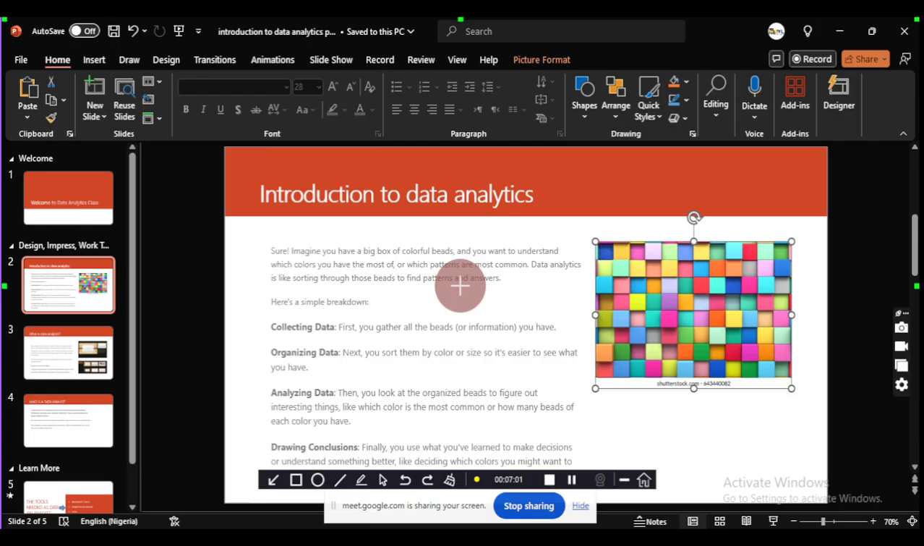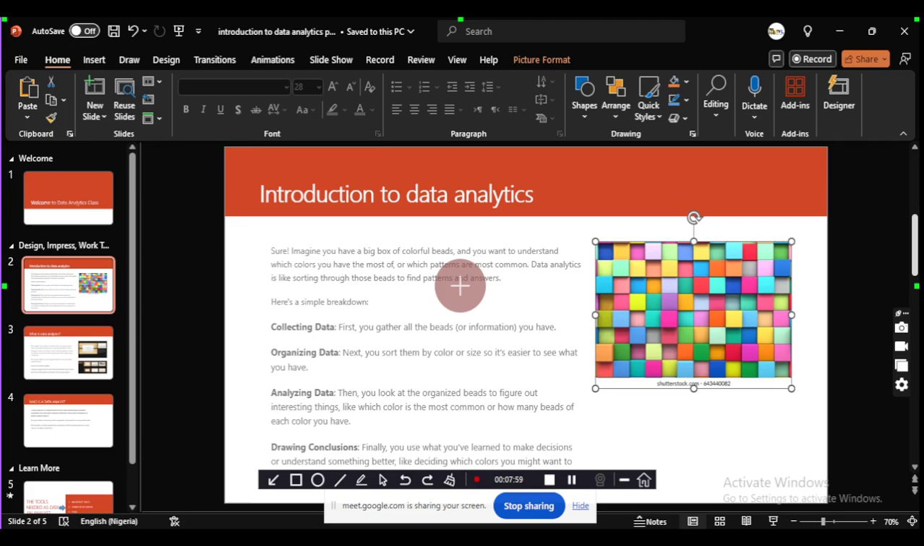to analyze. Okay, we can analyze it. How many blue beads do we have? How many yellow beads do we have? How many white beads do we have? You can see, so we can now have the conclusion. Maybe we are short of the following beads. We need more of this. We have many of this. So that is what data analysis is all about.